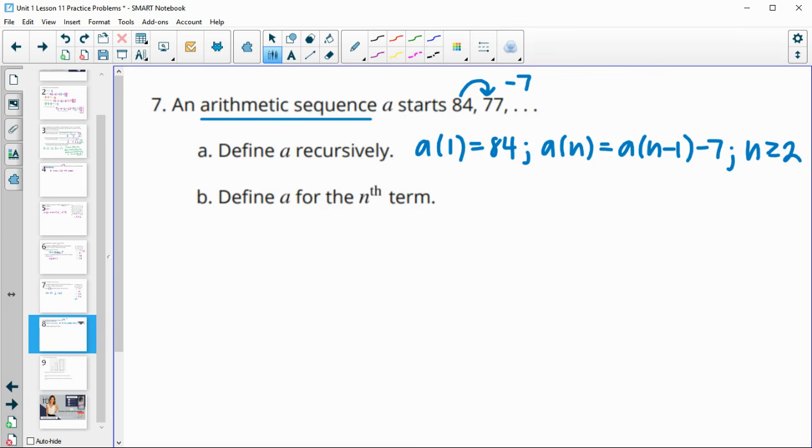So now when we define it for the nth term, okay, this one, we have the first term. So a sub n is going to equal the first term minus that common difference n minus 1 times. Okay, because we subtracted it once to get the second term, twice to get the third term, 3 times to get the fourth term, 4 times to get the fifth term. So we would subtract this common difference 1 less than the term we're finding. So if we're finding the 17th term, we're going to subtract it 16 times. The 100th term, we're going to subtract it 99 times.